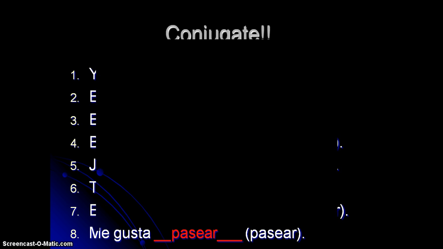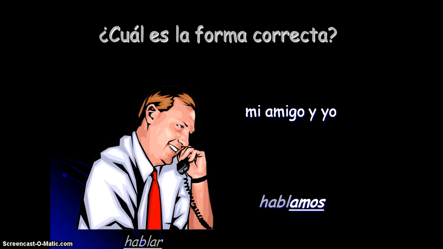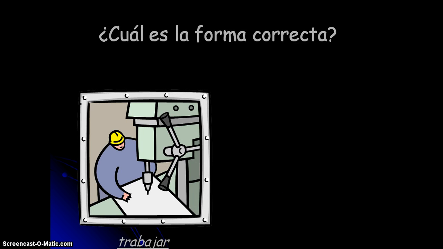On your note sheets, I want to know what form is the correct form. ¿Cuál es la forma correcta? With hablar, you have mi amigo y yo, and it should be hablamos. Let's do the next one. El estudiante. What is the correct form of hablar for el estudiante? Sí, it should be habla. Next, we have trabajar, to work. Look at this guy, he's working. Mi padre, my dad. What would be the correct form? Sí, it'd be trabaja.